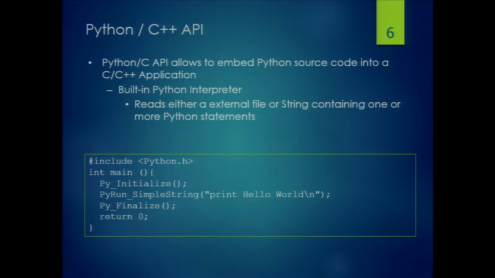And here's the ubiquitous hello world. Python.h, that's the API that we're including. This initializes the interpreter. This command here, I'll talk about these commands in a sec. This runs a simple Python string. The Py_Finalize kills the interpreter, and then it just returns 0.